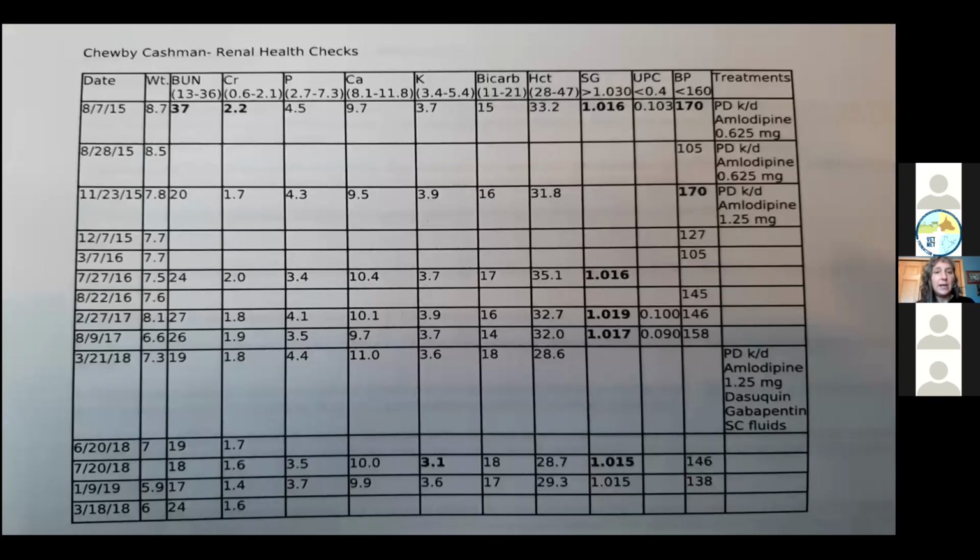All right, here I have included a chart on a specific cat that I had worked on. So this is from Chubby. He was a neutered male domestic short-hair cat. This was at a time when the SDMA was not available, so that's not included. I have since made a new version of this, and it does have the SDMA in it for cats that I'm working with now.